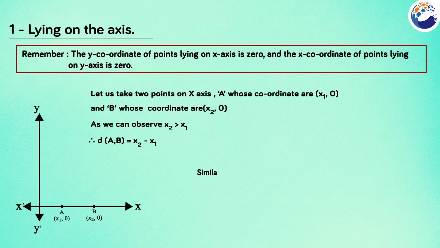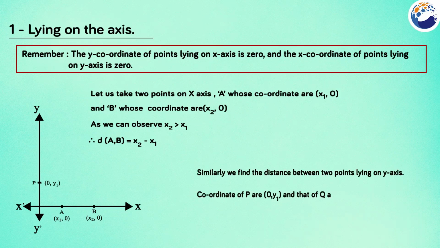Similarly, we can also find the distance between 2 points lying on the y-axis. Coordinates of P are (0, y1) and Q are (0, y2). Since y2 is greater than y1, distance PQ is y2 minus y1.